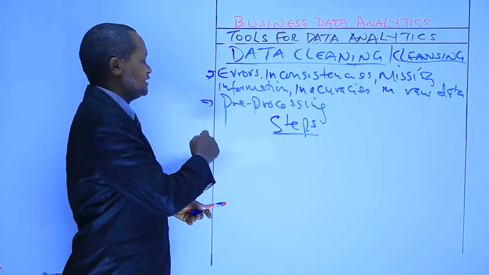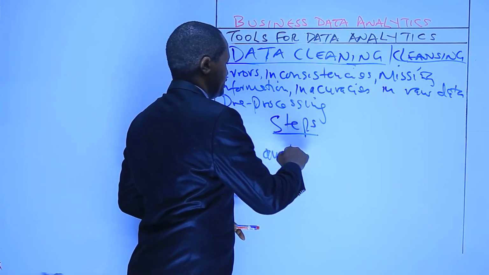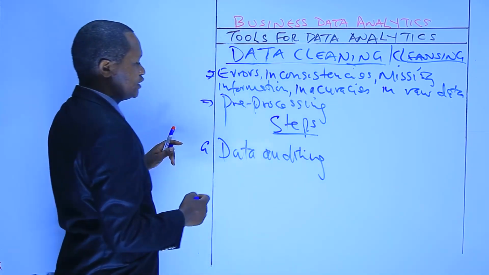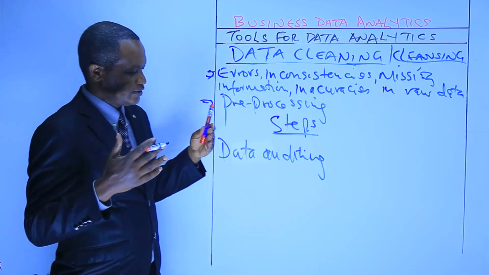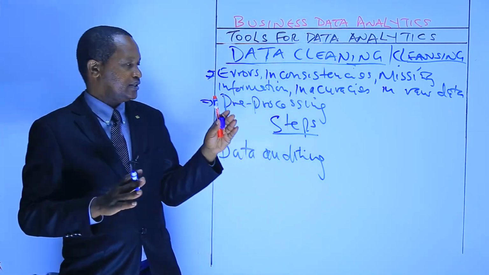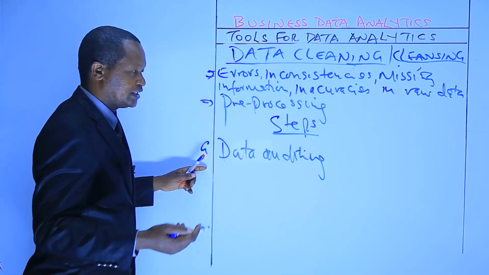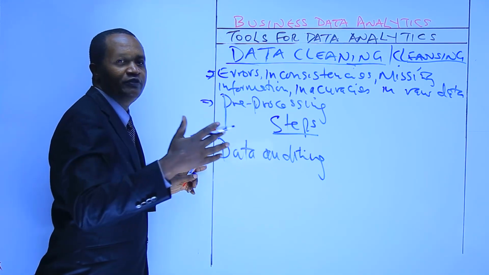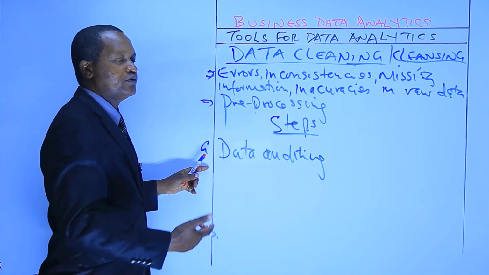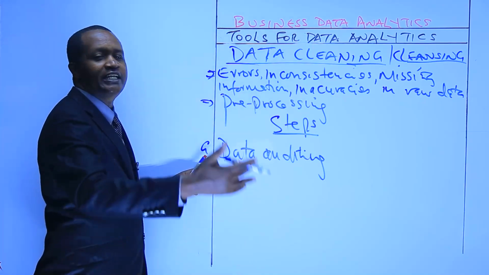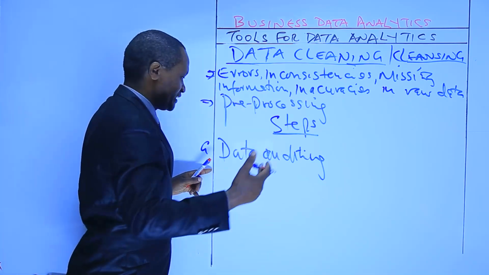And one step is data auditing. What is data auditing? Data auditing, candidates, is one of the important steps in data cleaning, which involves reviewing the data for completeness, reviewing the data for accuracy, reviewing the data for consistency, and identifying any missing or any duplicate or invalid data.